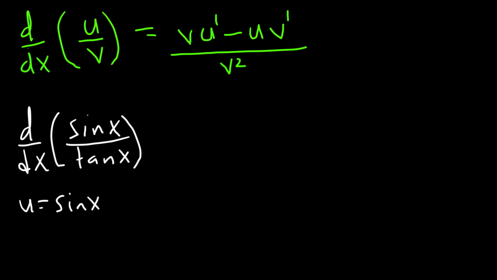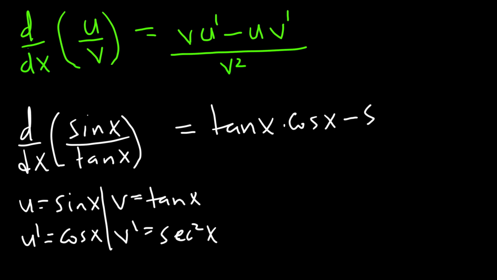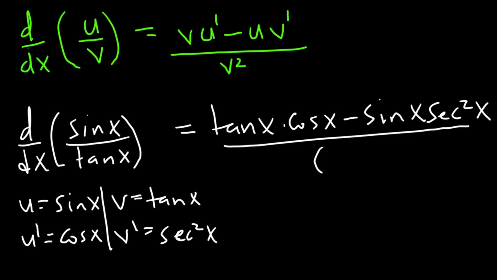The derivative of sine x, which is u prime, will be equal to cosine x. And then v will be equal to tangent x. V prime will be equal to the derivative of tangent x, which is secant squared x. So this will be equal to v, which is tan x, times u prime, which is cos x, minus u, which is sin x, times v prime, which is sec squared x. And this will be divided by v, which is tan x to the power of 2.